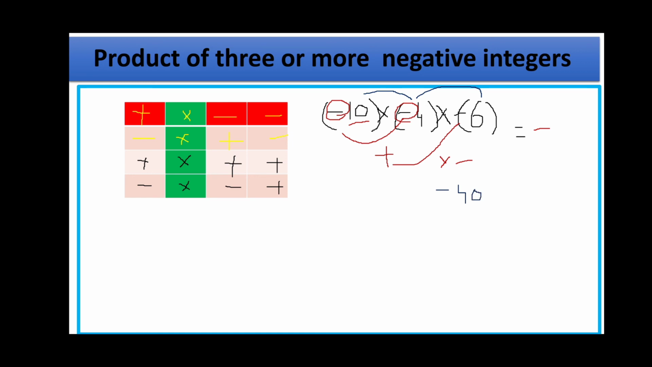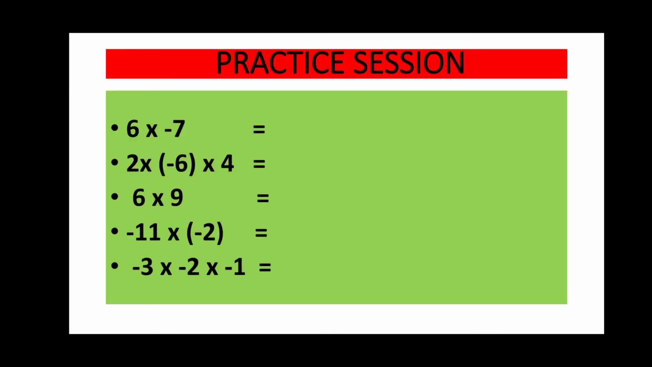In this way we can multiply 3 or more negative integers. Whatever integers they give, apply this rule which will make it easy for you to get your result. And don't forget, first you always have to check the signs of the integers, then you have to check the rules, then get your final result as minus or plus, and then multiply your numbers.